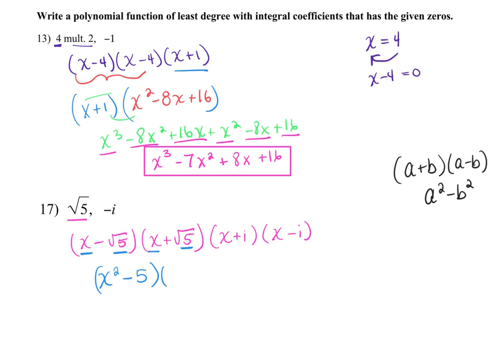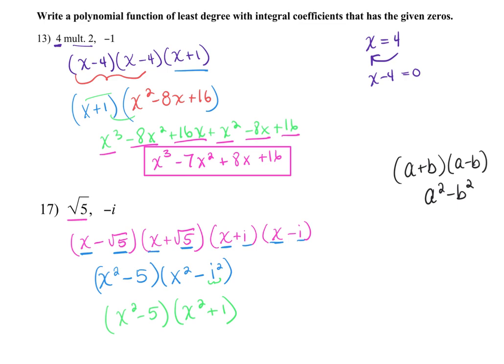Same thing for the second group. I'm going to square that x squared, always subtract, and then i times i is i squared. What is i squared? Negative 1, right? And so if I replace this with negative 1, I have x squared minus 5, and then x squared minus a negative 1, plus 1. And then I just have to FOIL those two, which again is a much easier foiling, right?